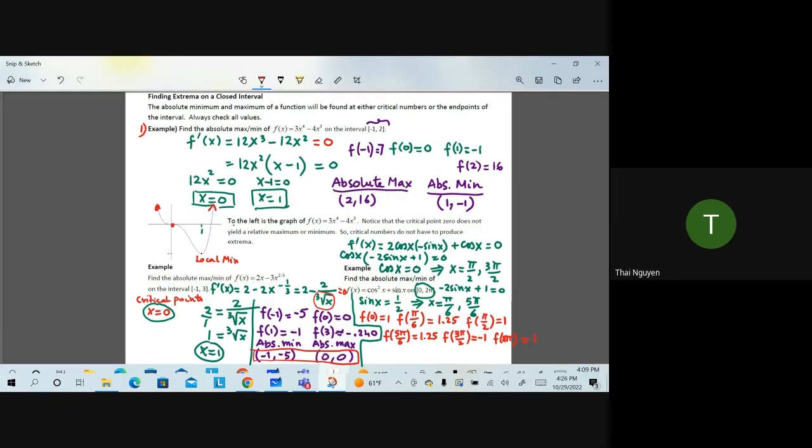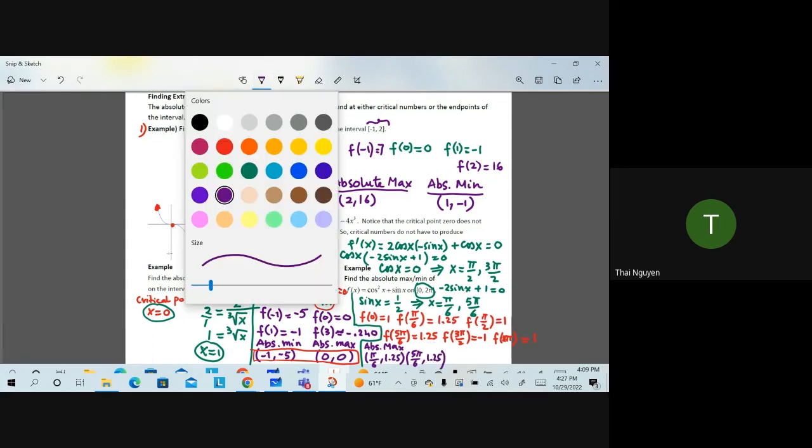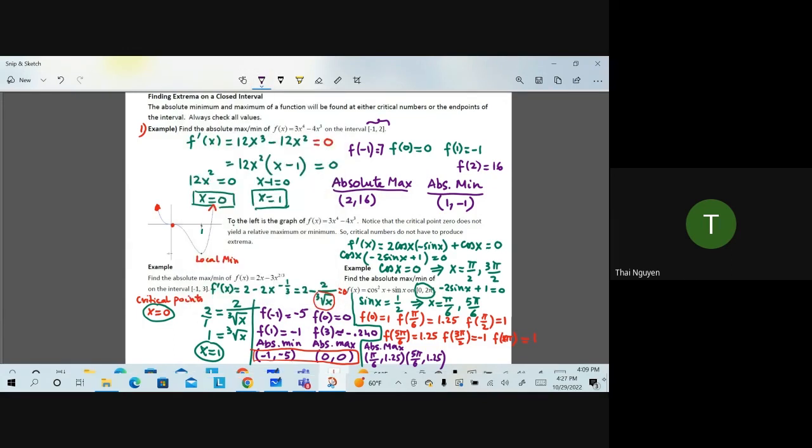So I look at the values of f in here, and we see that the absolute max occurs at 1.25, and there are two critical points. So (pi over 6, 1.25) is an absolute max, and (5 pi over 6, 1.25) is also an absolute max. The absolute min is -1, only one critical point, 3 pi over 2. That's the absolute min.